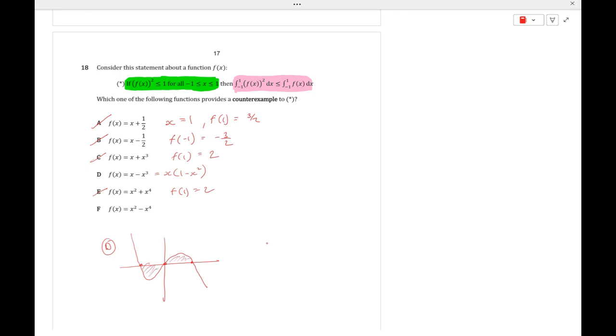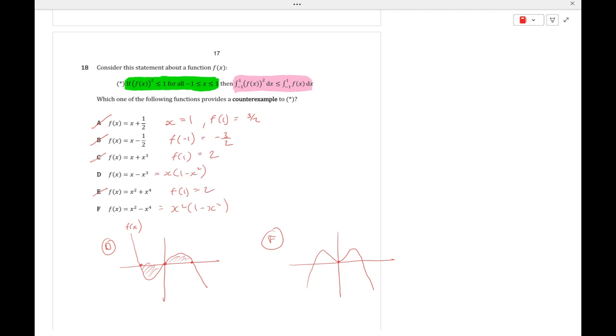And when we look at F, that's going to be x squared into 1 minus x squared. So we've got a repeated root at 0. It's a negative quartic, so it's going to look like that. Well, we need f of x to be below 1, but that doesn't particularly matter, because if we look at D, this is f of x.